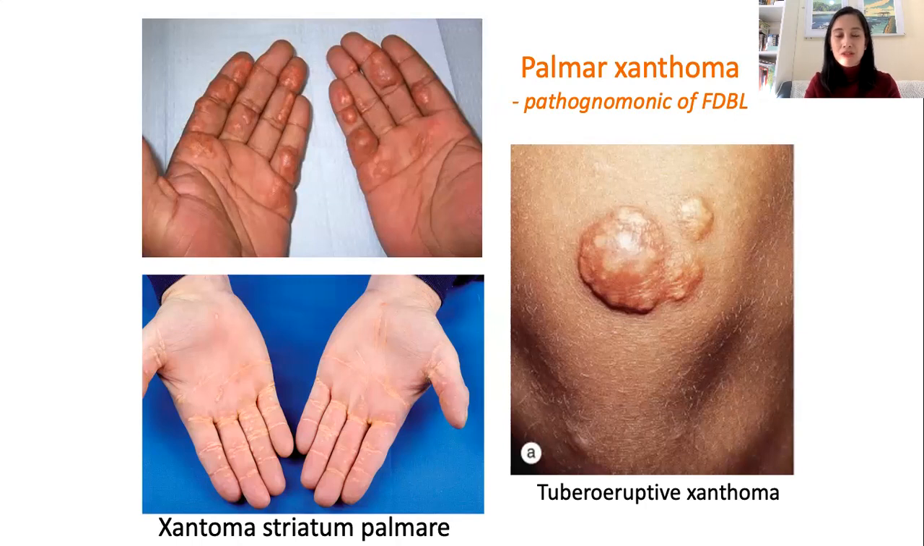So these are the different physical manifestations. If you see patients with different symptoms in the hands, in the knees, you have your xanthomas, striatum palmare, then suspect familial causes of your dyslipidemia. Your palmar xanthoma is pathognomonic of familial beta lipoproteinemia. So have them screened with a simple fasting lipid profile. It has to be fasting.